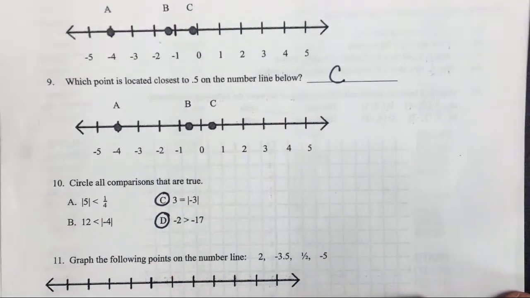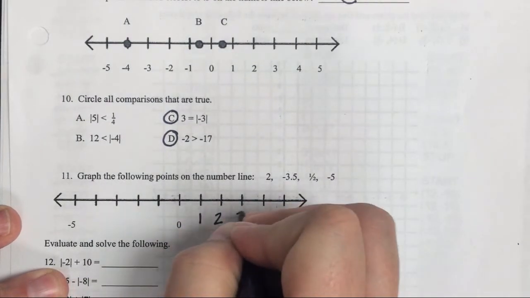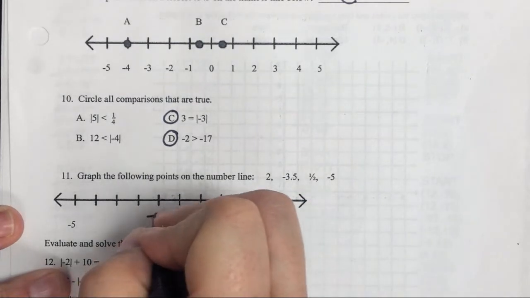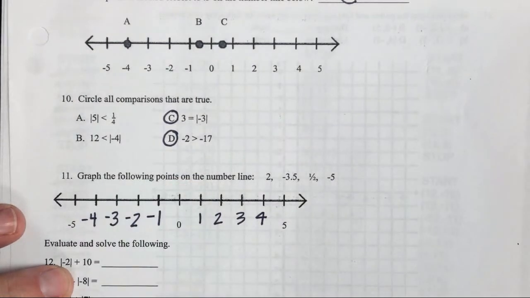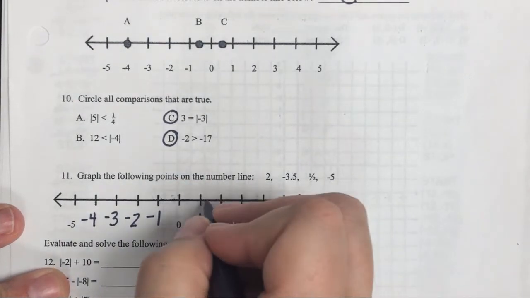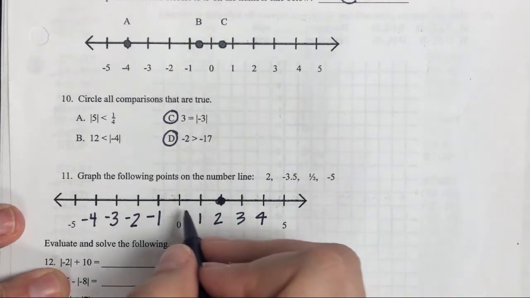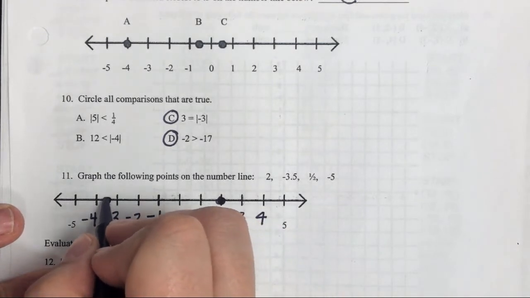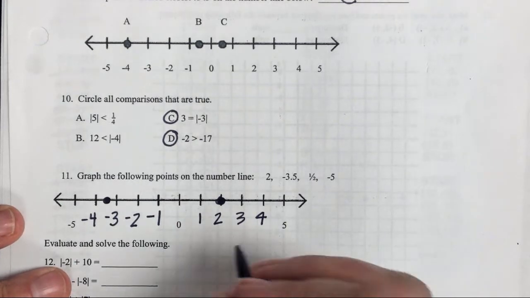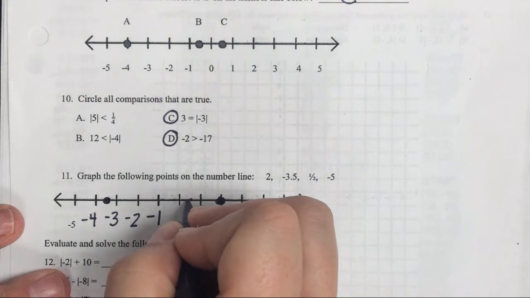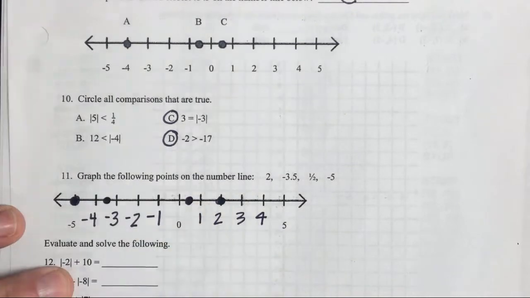Okay. Next thing we're going to do, we are going to graph. So I'm going to go ahead and label my numbers. I've got 1, 2, 3, 4, 5, negative 1, negative 2, negative 3, negative 4, negative 5. So to graph 2, we're simply going to put a point on 2. Negative 3 and 1/2 is going to be between negative 3 and negative 4. 1/2 is going to be between what? 0 and 1. And then negative 5, of course, is on negative 5.